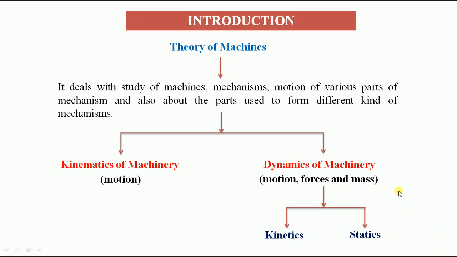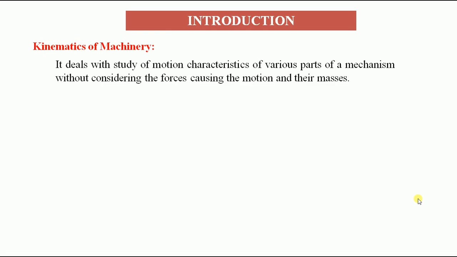So that is about the classification of theory of machines, in which one part is kinematics of machinery that we are going to discuss in this channel. Okay? So again we go through the definition of each and every term here, that is kinematics of machinery, dynamics of machinery, kinetics and statics. So how can we exactly define kinematics of machinery? It deals with the study of motion characteristics of various parts of a mechanism without considering the forces causing the motion and their masses.